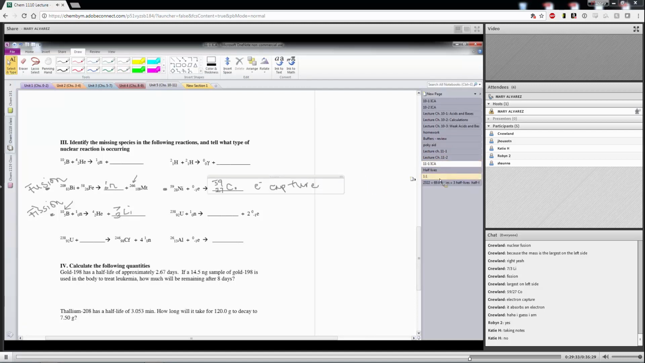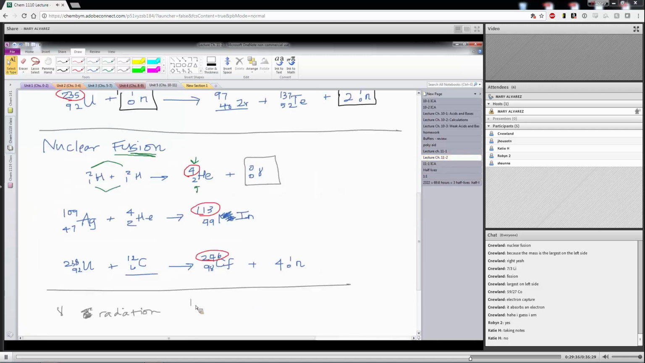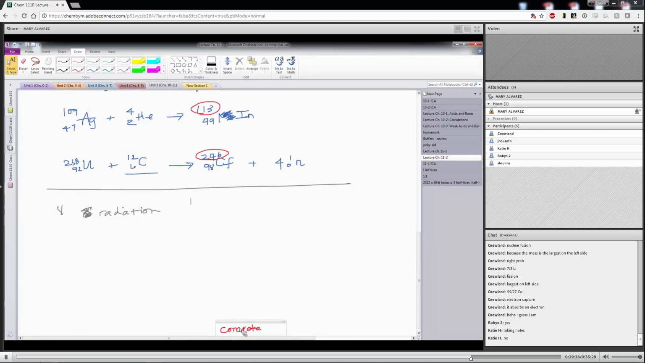Before we talk about half-lives, I do want to talk a little bit about gamma radiation versus alpha radiation versus beta radiation. So we have alpha, beta, and gamma. And we know that the alpha particle consists of a helium nucleus. And the beta particle is actually just an electron. And gamma radiation isn't a particle at all. It has a mass of 0 and a charge of 0. It's just pure energy. That's all it is.